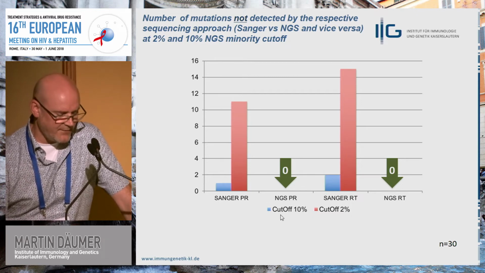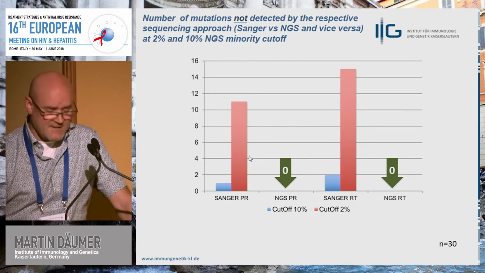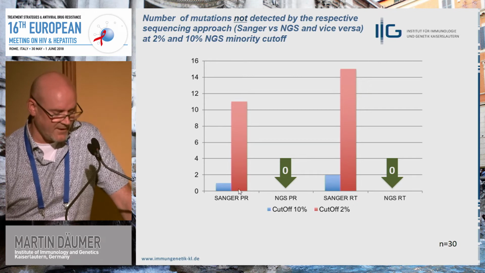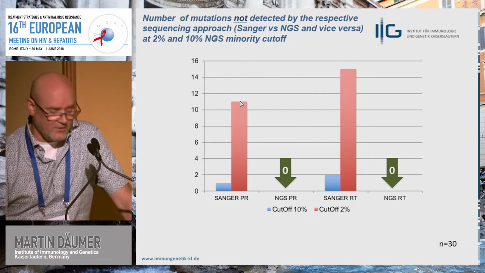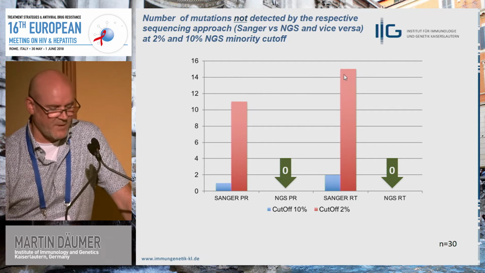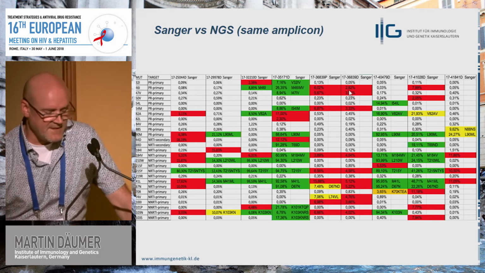And you see by applying these, there's no mutation missing with Sanger sequencing, no mutation with the NGS approach, but you will lose, with applying 10%, somewhere about 11 mutations. And this is also true for the reverse transcriptase, where you miss 15 of these drug resistance mutations.